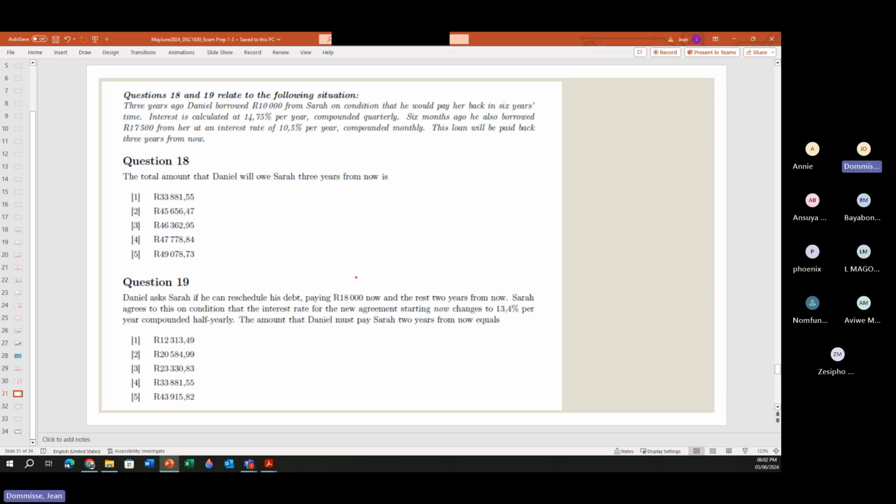6 months ago, he also borrowed 17,500 from her at an interest rate of 10.5% per year, compounded monthly. This loan will be paid back 3 years from now. And then the total amount that Daniel will owe Sarah 3 years from now is. Okay.